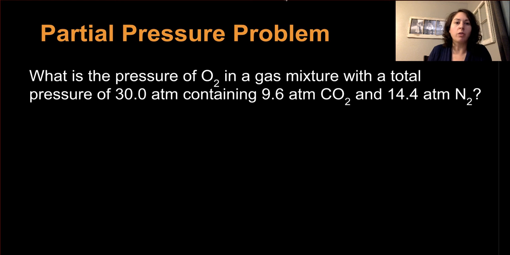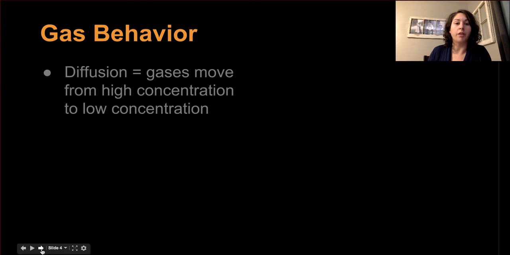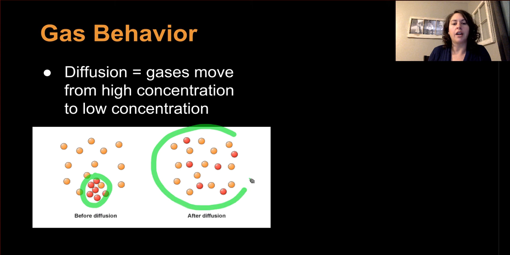All right, so that's really all that we need to know about partial pressure. Now we also want to know about gas mixtures, and if you remember from one of our previous videos, we talked about diffusion and effusion. Diffusion is where gases move from high concentration to low concentration, and they spread out evenly in their space. Here we see this gas that was concentrated here has spread out throughout the entire space.